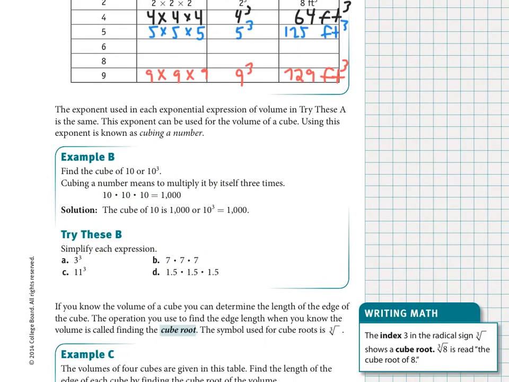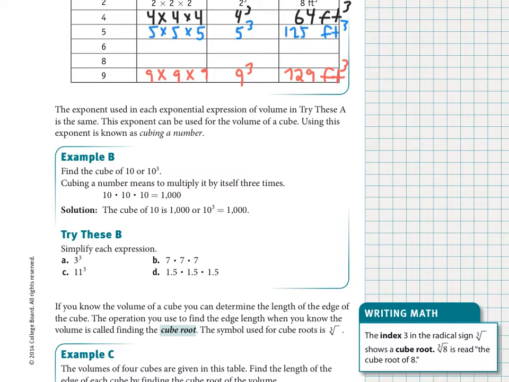Right? So the exponent used in each exponential expression of volume is the same, right? This exponent can be used for the volume of a cube. Using this exponent is known as cubing a number. So when you take something to the third power, that's called cubing. Okay, just like in the previous lesson, we took things to the second power, right? To find area, it was like length times width, and that's called squaring a number.